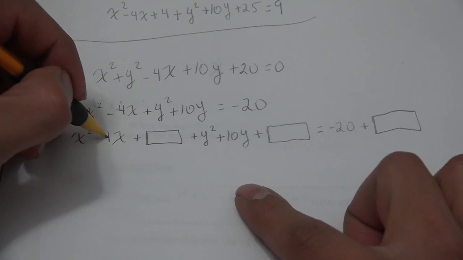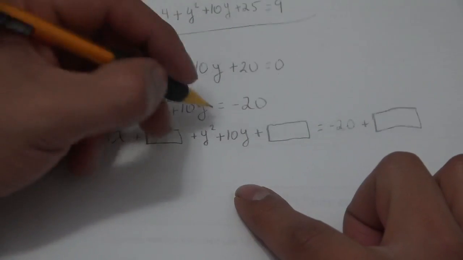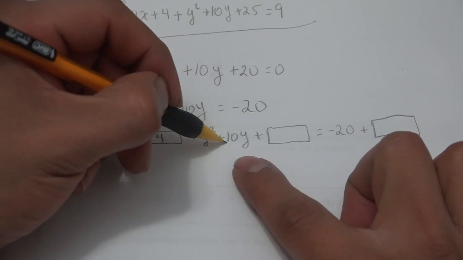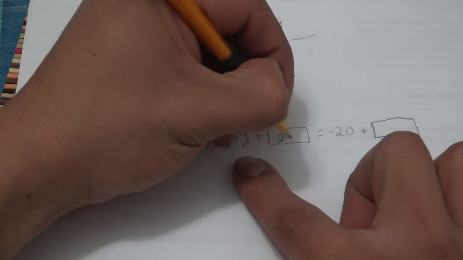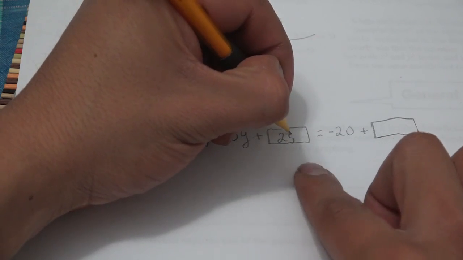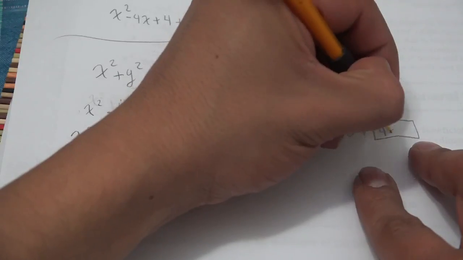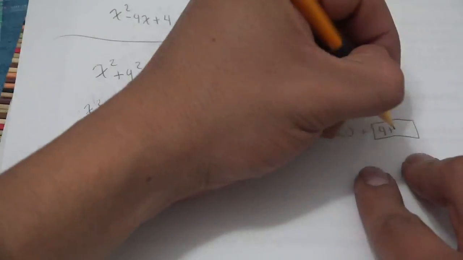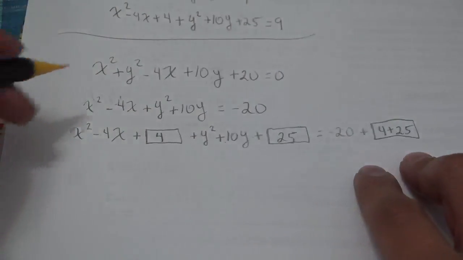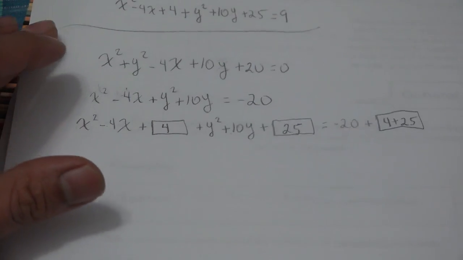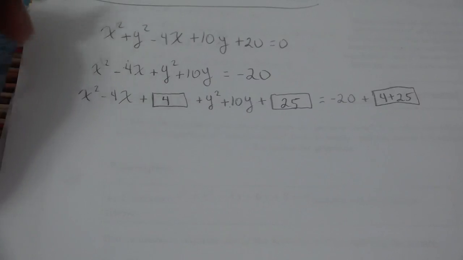So half of negative 4 is negative 2. Square is 4. Half of 10, that's the linear term, is 5. Square is 25. And now I'm going to add 4 plus 25 to the other side. Okay? Because those are the terms. Now, I hope I'm doing this right. It's been a while since I did this.